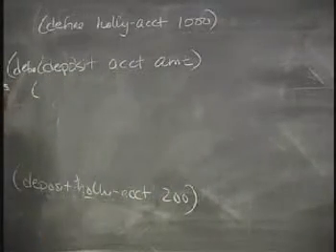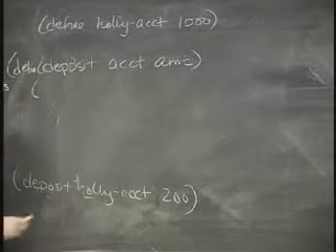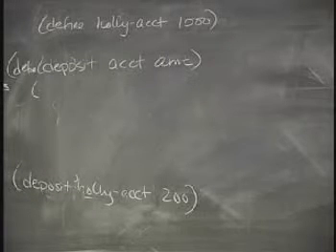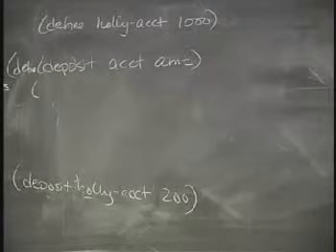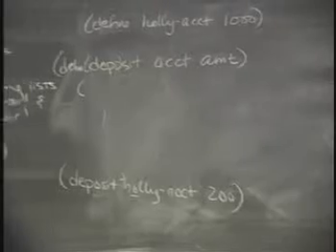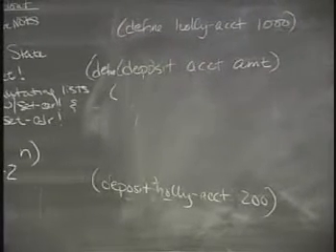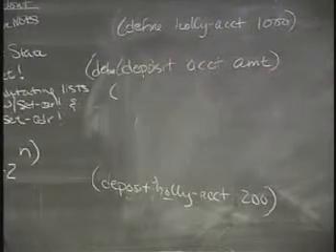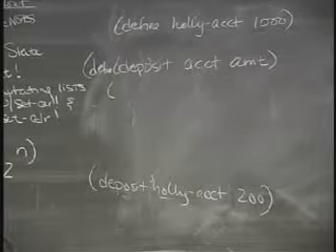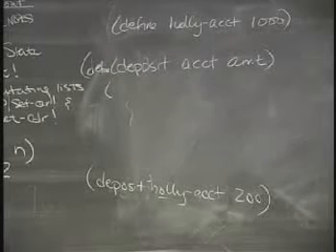But would it be the variable Holly account anymore? It'd be the symbol Holly account. All right, so if you ask the bank to make a new account number for Holly account, number 1, 2, 3, 4, that's your first transaction. Your next transaction is to put $1,000 into it.